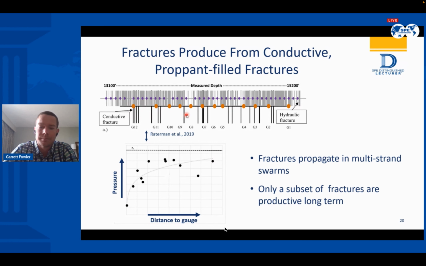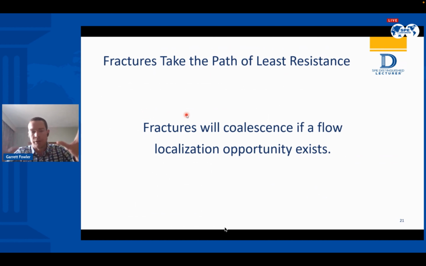So we know that we're draining from very far away, but that drainage is predominantly coming from these conductive features rather than in a generalized sense around each of those fractures.